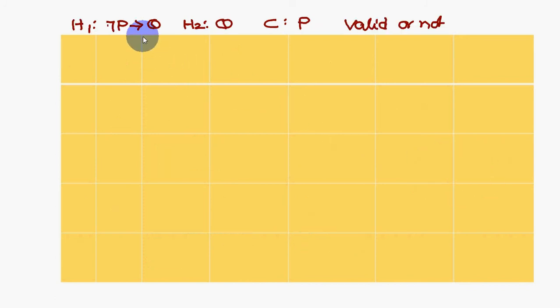Next, not P conditional Q. First premise, second premise Q, conclusion is P. Whether this is a valid argument or not. So P, Q anyway. Next, negation P I have written. So these three should be in order only: negation P conditional Q, Q, and P. The last should be the conclusion.